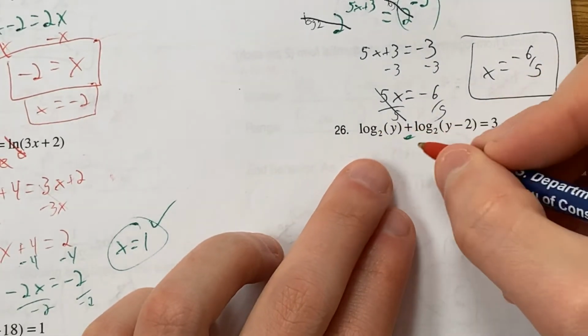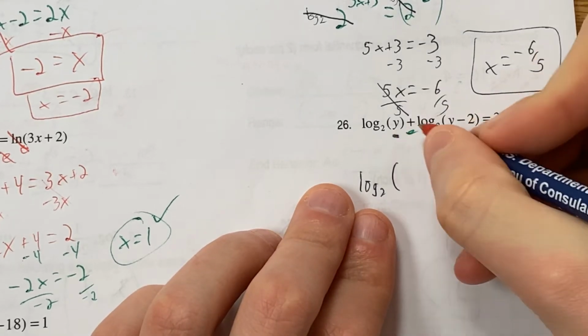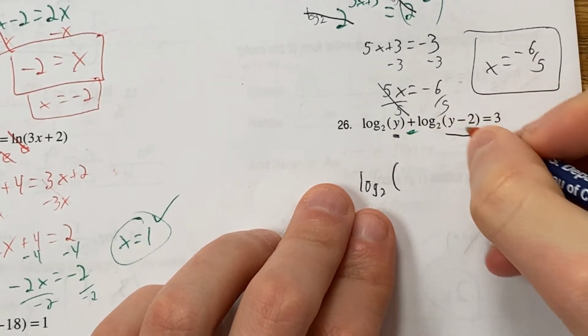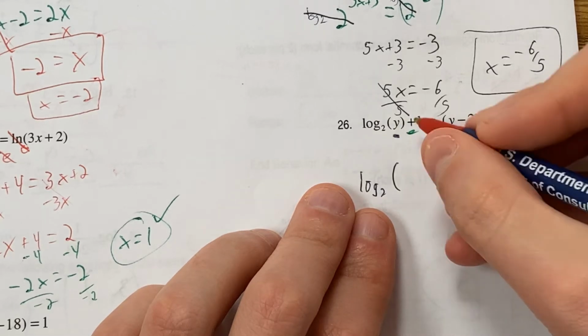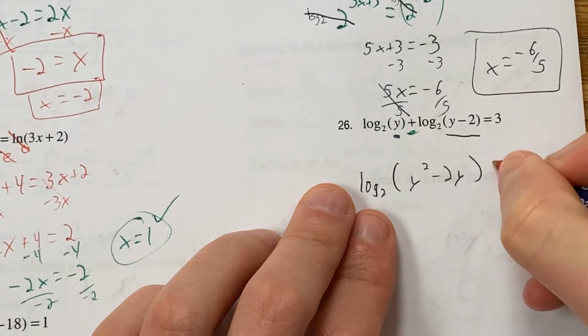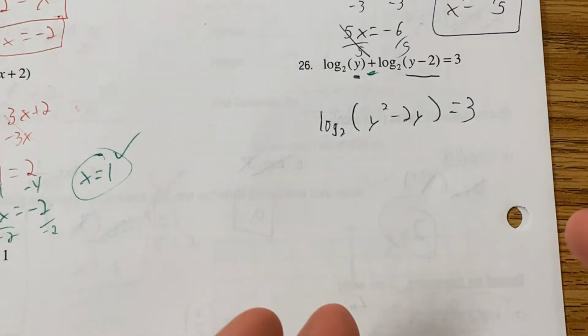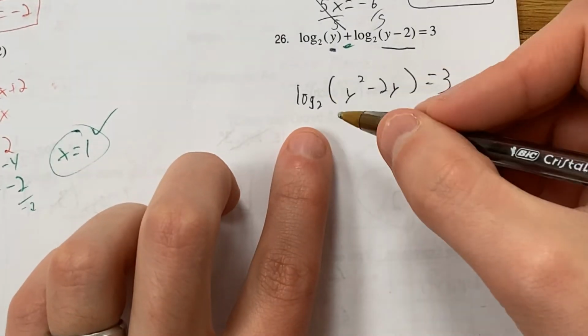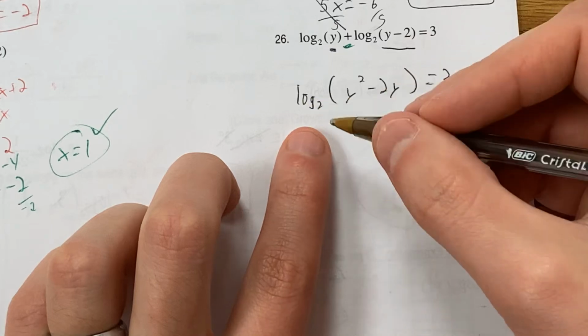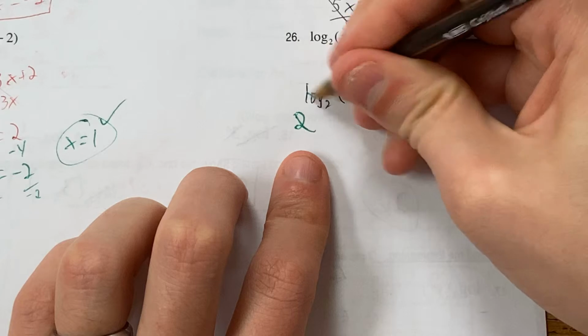So here, I would have log base 2 of, and then it's y times y minus 2. Do make sure to distribute. Y times y minus 2 is y squared minus 2y equals 3. Like that. Most people, when they study, will study that part and get that part okay, but then the next step, they'll accidentally do something wrong. Since this is a log base 2, we will use a base of 2. We will exponentiate both sides. That way, this will cancel.